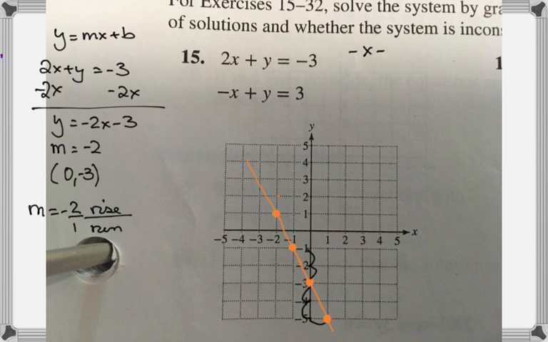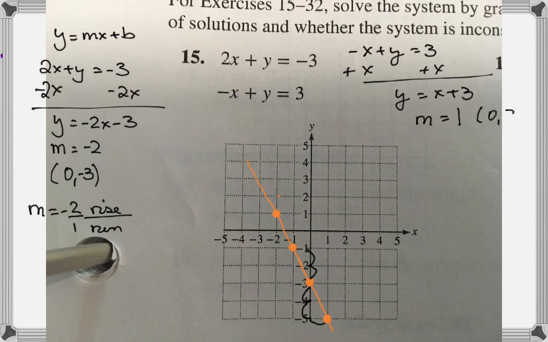Okay, now we got to deal with negative x plus y equals 3. And if we do this the same way, we're solving for y. What do we have to do first? Move the x to the opposite side. Move the x. In this case, it's 1x. So y equals x plus 3. What is the slope? 1. And the y-intercept is 3.